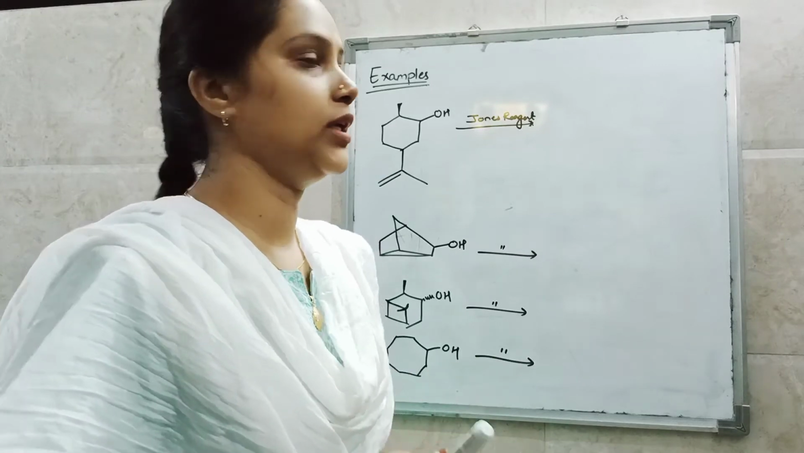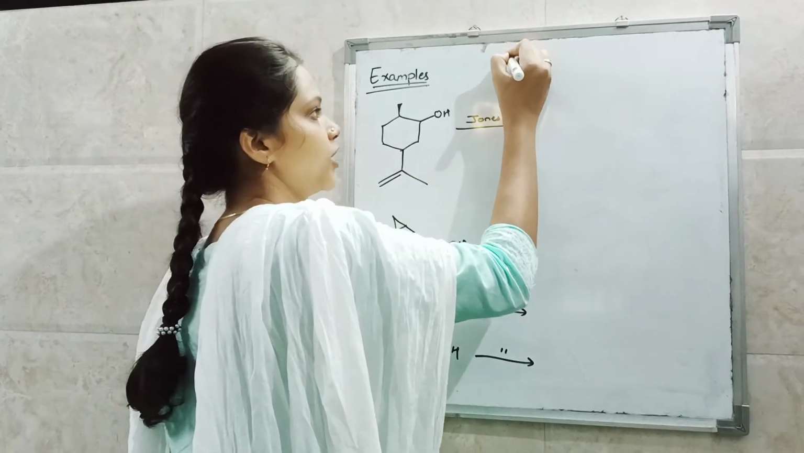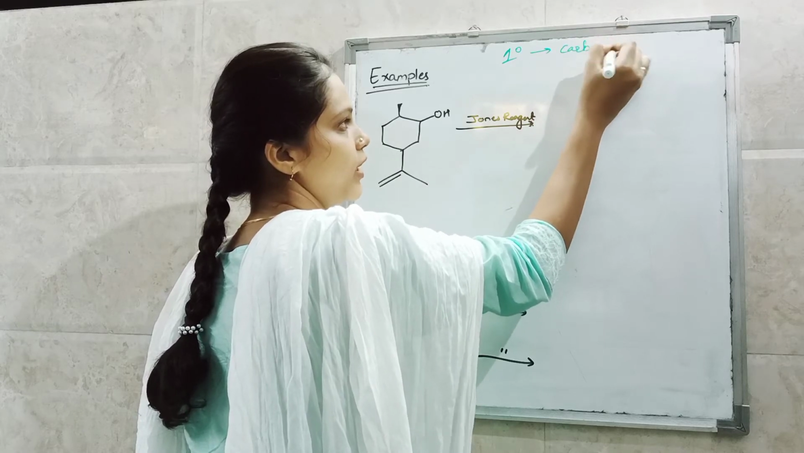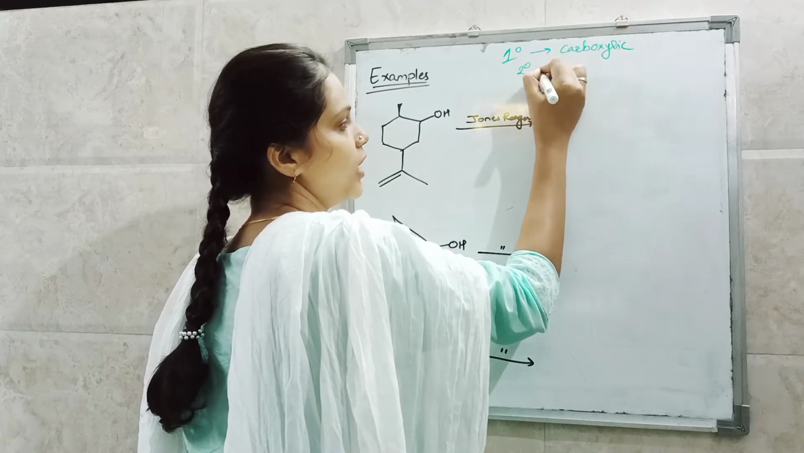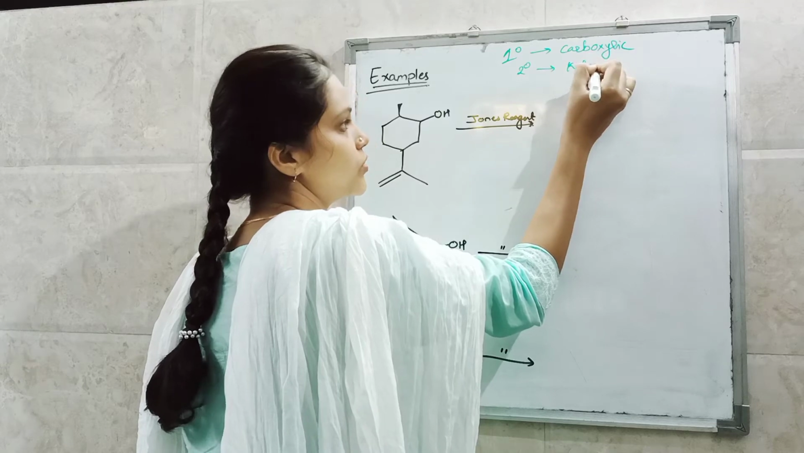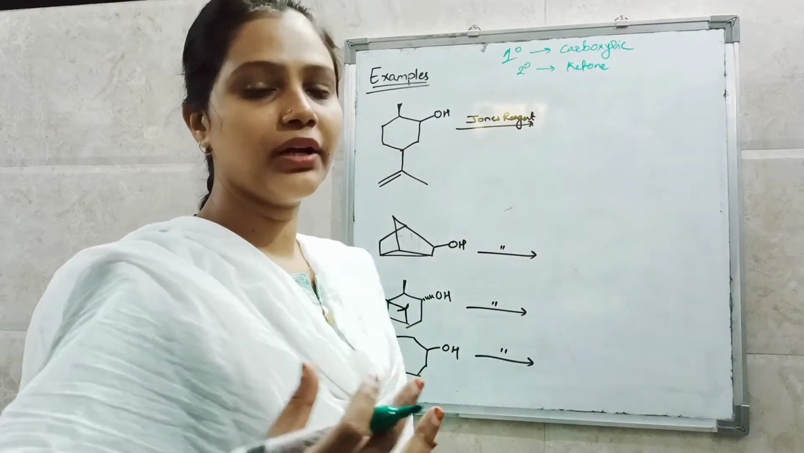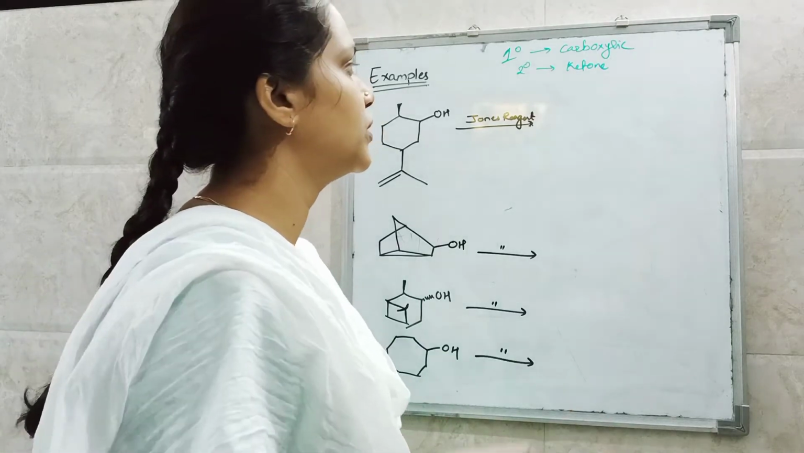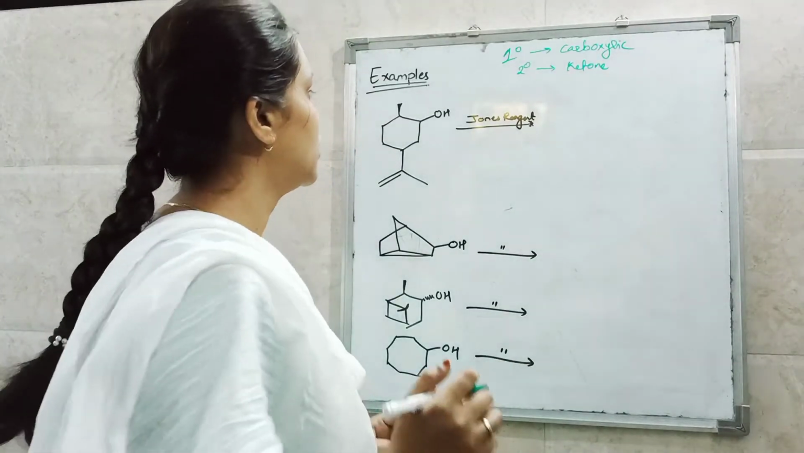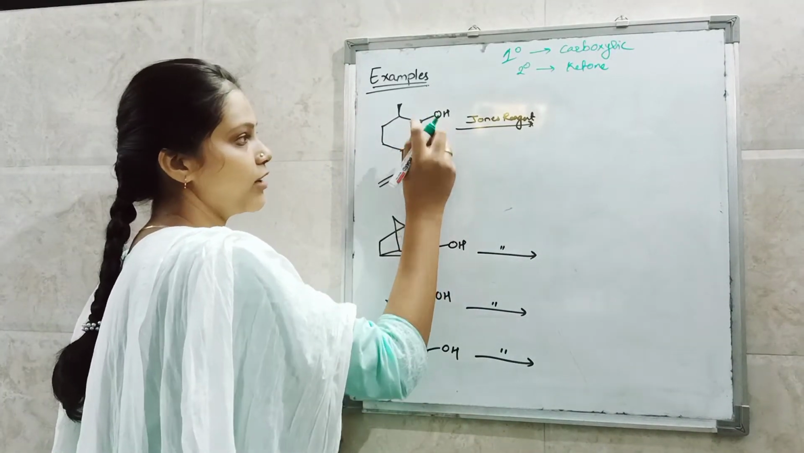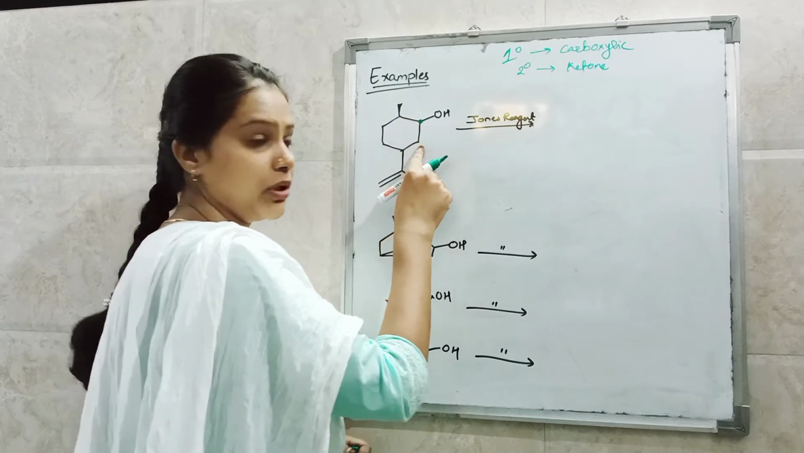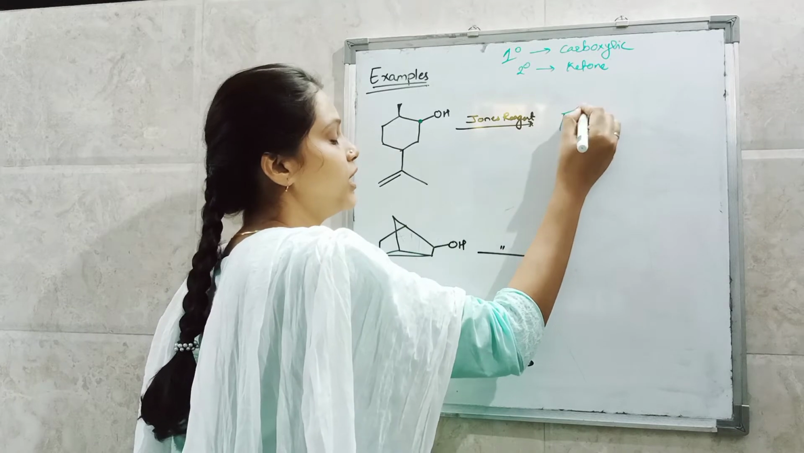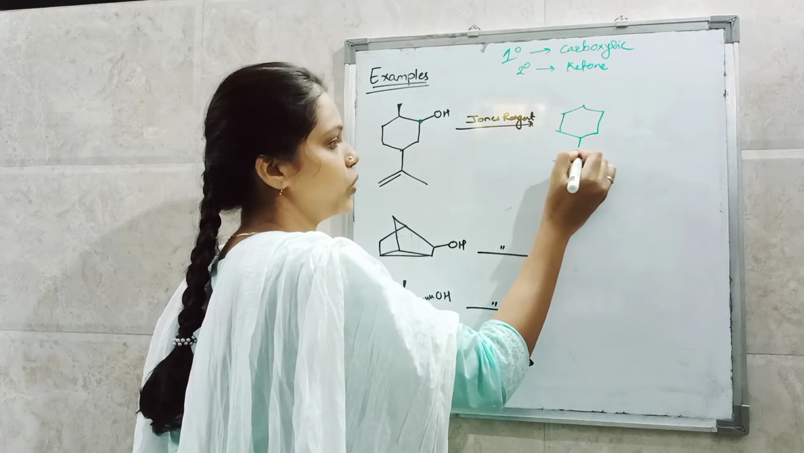So what is the use of Jones reagent? It converts primary alcohol to carboxylic acid, okay, and secondary alcohol to ketone. So from the example you have to determine which compound is primary or secondary, and according to that you have to write down the product. So see here, this is a carbon which is attached to two further carbons. When it is treated with Jones reagent, it will oxidize to give you ketone.